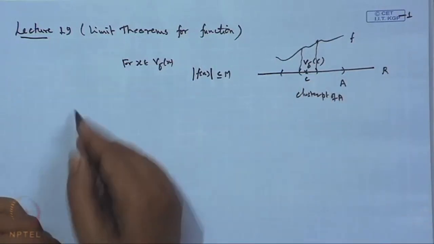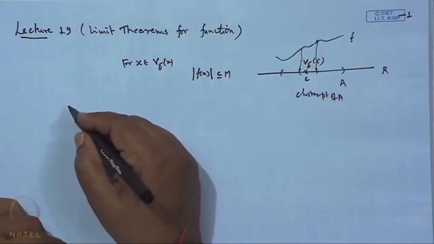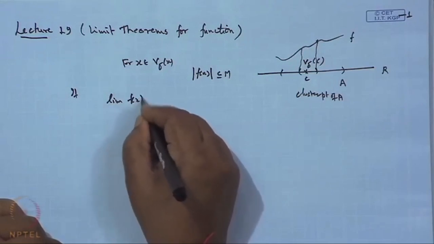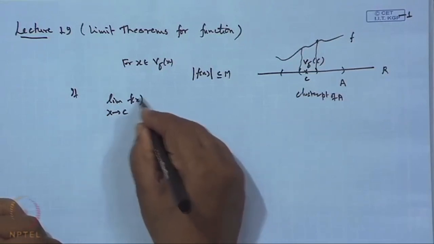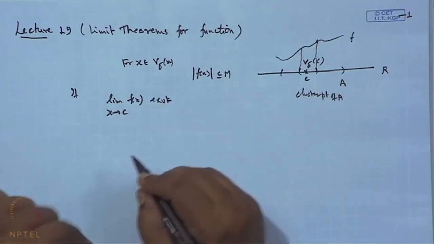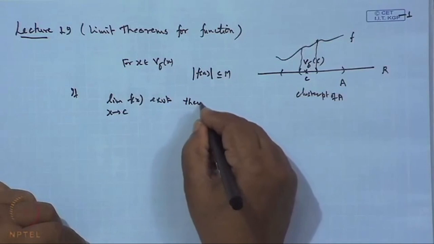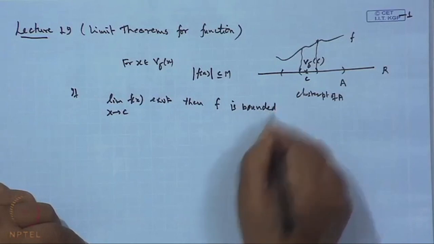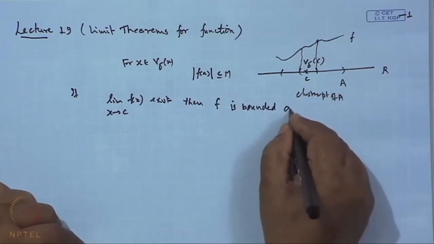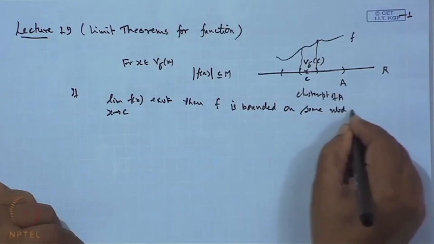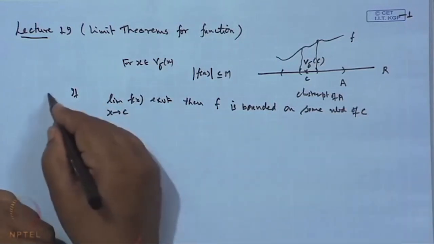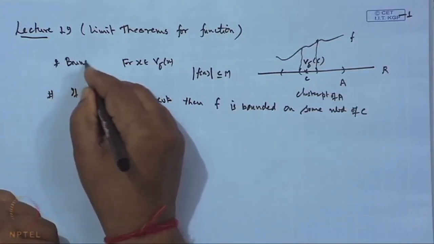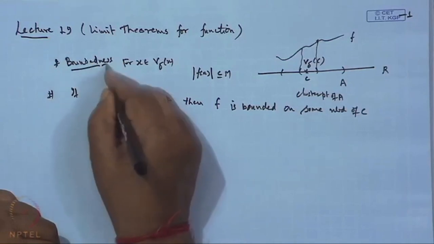And one more result which we have seen is that if the limit of the function f(x) when x tends to C exists as a limit, then f is bounded on some neighborhood of C. This also we have seen as a result. So, these two things: boundedness of the function and the limit.